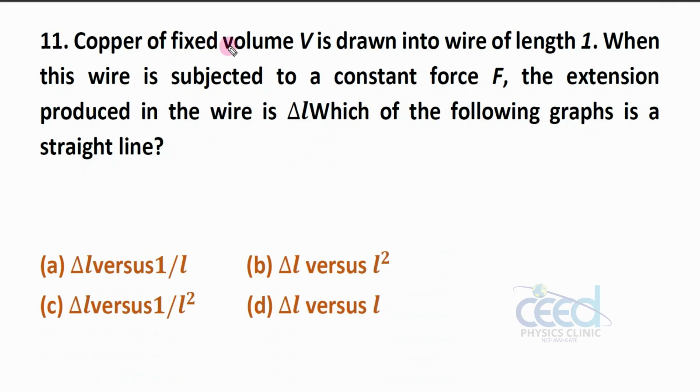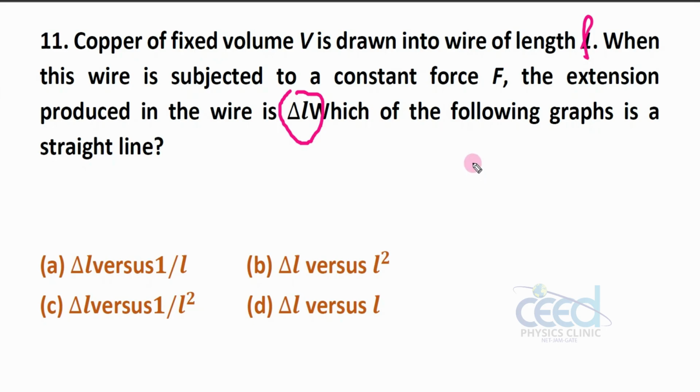Copper of fixed volume V is drawn into a wire of length L. When the wire is subjected to a constant force F, the extension produced in the wire is delta L. Which of the following graphs is a straight line? So, a copper wire of fixed volume, and the extension produced is delta L.